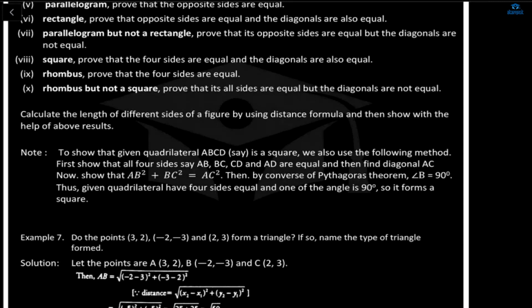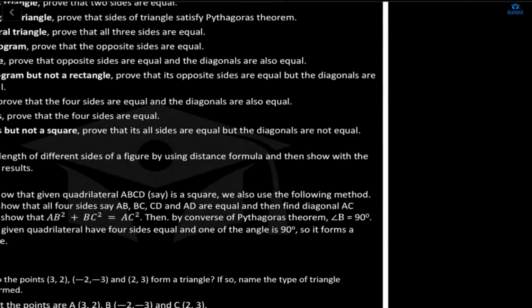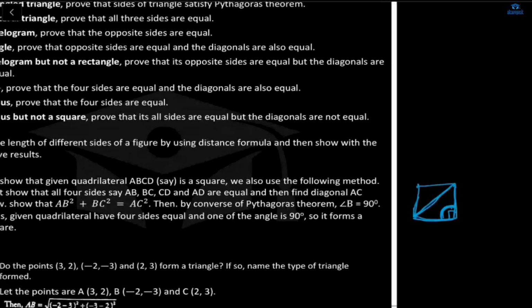First, show that all four sides are equal, then find the diagonal. You can find one of the diagonals, and just check whether it follows Pythagoras theorem or not. If it follows Pythagoras theorem, that means the angle between the two sides will be 90 degrees, because it is a square. You already know the side values, so find the diagonal, apply Pythagoras theorem, and check whether it holds. If it does, then from the converse you can say that this angle is 90 degrees, so it is a square. Okay, now let's see.